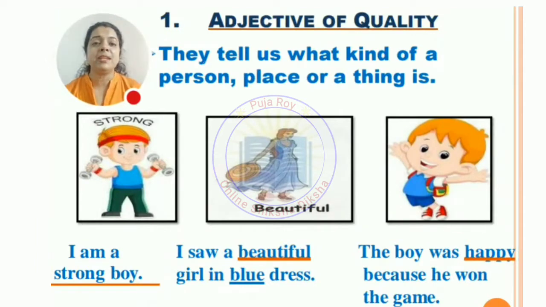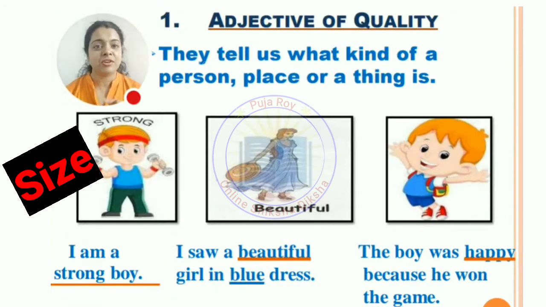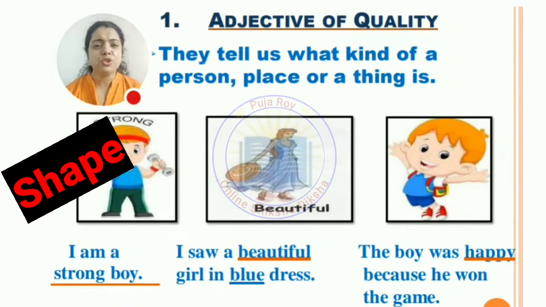So remember, my dear children, when we talk about adjective of quality, we talk about the quality along with a number of other things. Let me tell you. It talks about the size, whether it is big, small, short, tall, tiny, huge. All these are sizes. When you talk about shapes, shapes means spherical, cylindrical, rectangular, triangular. These are all adjectives of quality.